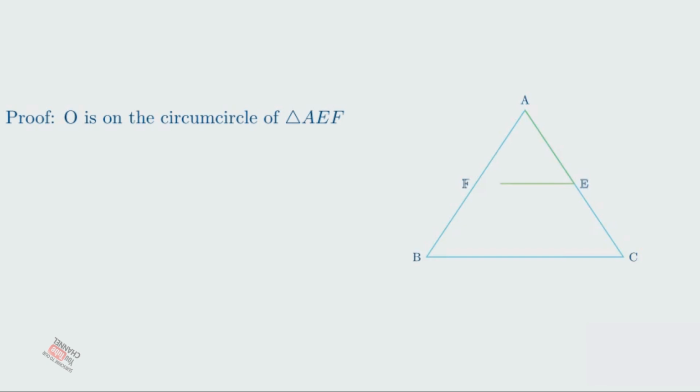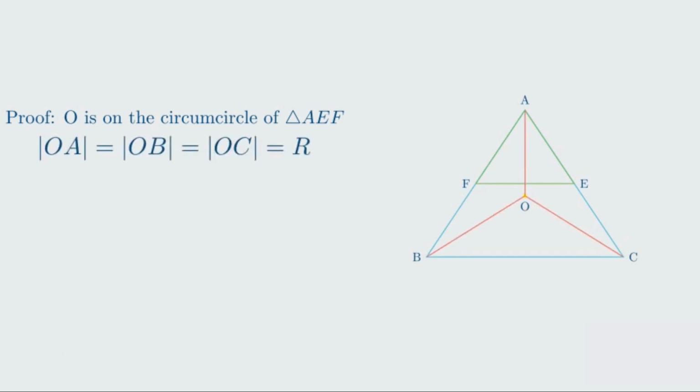Remember, AEF is a triangle formed by vertex A and the midpoints E and F, and O is the circumcenter of the main triangle ABC. This means the distance from O to A, B, and C is the same, equal to the radius r of the circumcircle of ABC. Our goal is to prove that O, A, E, and F are concyclic, meaning they all lie on the same circle. We can do this by showing that the quadrilateral AEOF is cyclic. A quadrilateral is cyclic if and only if the sum of its opposite angles is 180 degrees.